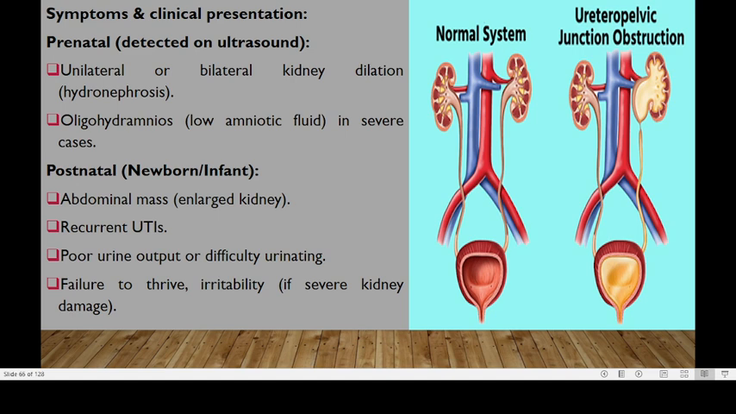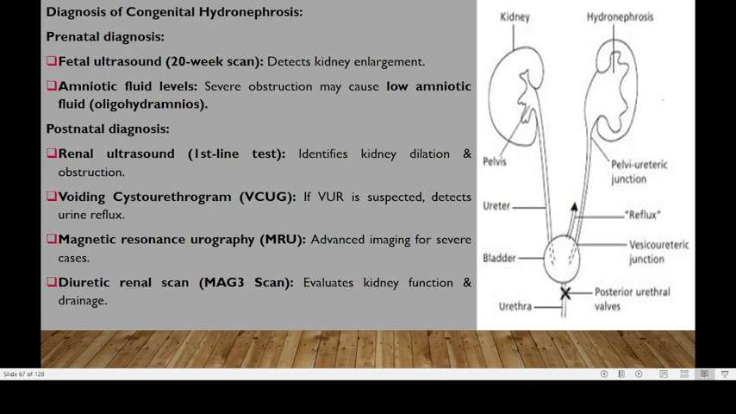In terms of symptomatology, prenatally, this condition can be detected on ultrasound. So you could see unilateral or bilateral kidney dilatation, that's hydronephrosis. Also, we could have oligohydramnios, low amniotic fluid in severe cases. Postnatally, now we are talking of newborns or infants. So they could present with an abnormal mass. Those could be due to enlarged kidneys, recurrent UTIs, poor urinary output or difficulty urinating, and failure to thrive, irritable if there is severe kidney damage.